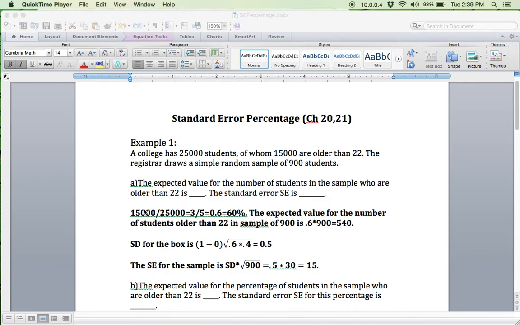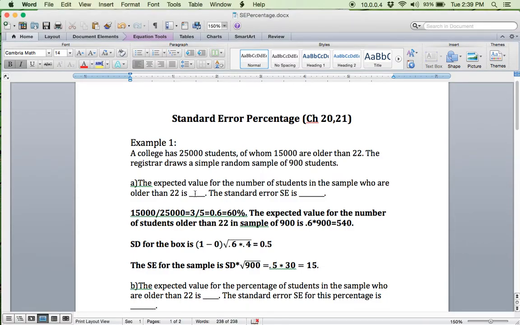It turns out that the percentage of the sample should reflect the population. So because the population percentage is 15,000 out of 25,000, which is 60%, the sample that we collect should also have the same expected average. In other words, 60% of 900 is 540. So we expect that there should be, again approximately, 540 students who are 22 or older.